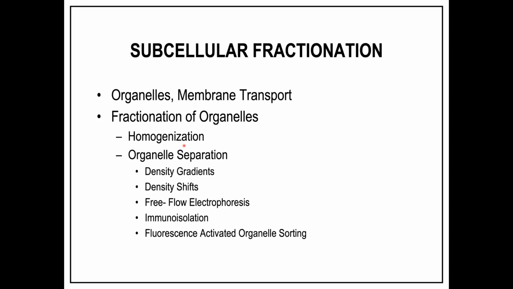Once you have homogenized your sample and you have a solution where these organelles freely swim after breaking up the cells, you can try to pick those organelles out and to separate them, either by centrifugation steps like density gradients, density shifts, by electrophoresis technologies that take advantage of the different charges those organelles might have, or by selective fishing approaches by using antibodies, an approach that we call immunoisolation, or by technologies where you can introduce fluorescent markers into organelles and use fluorescence activated organelle sorting, which is based on flow cytometry technology.